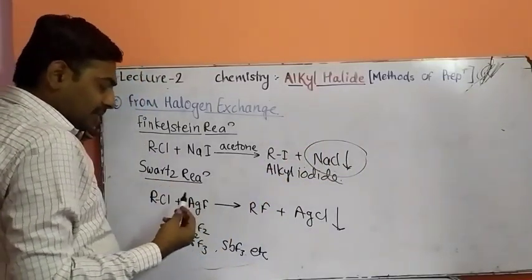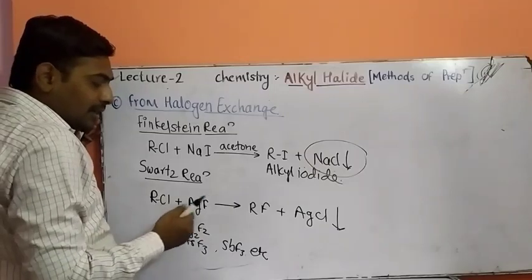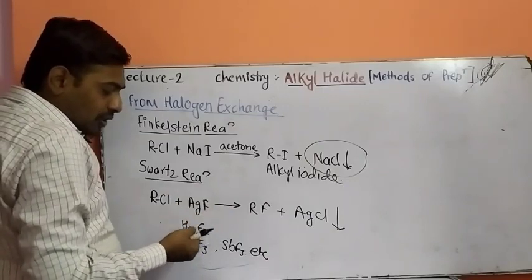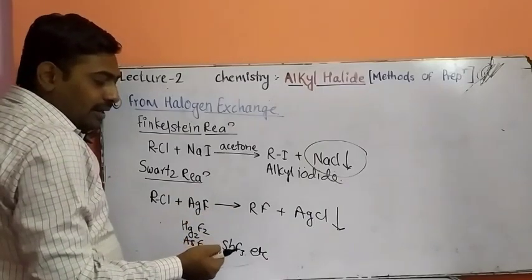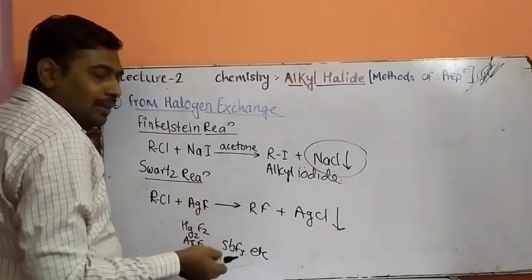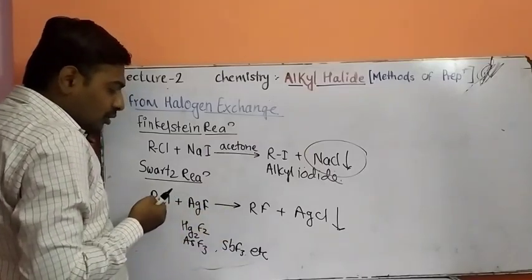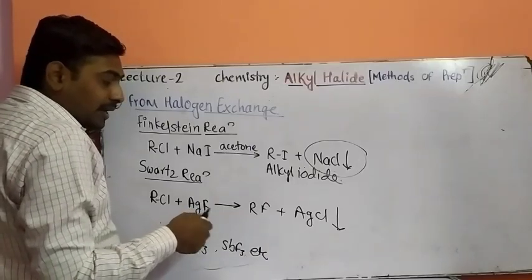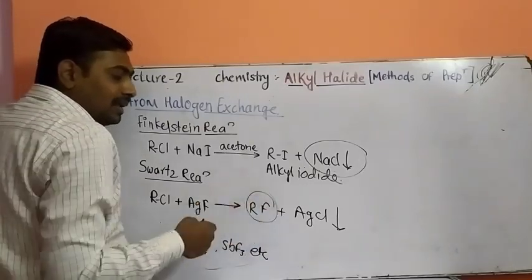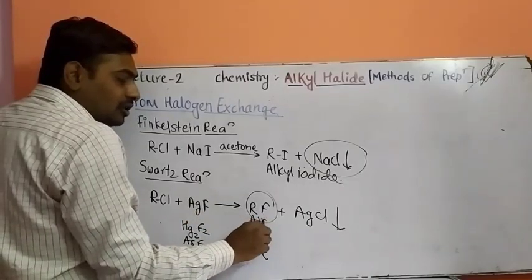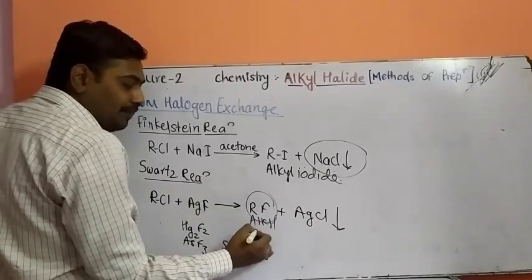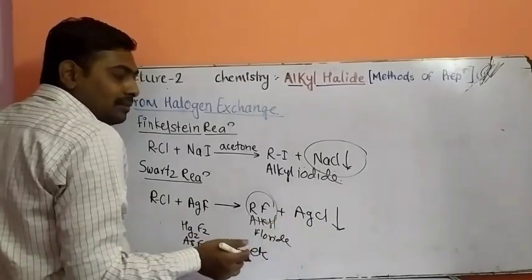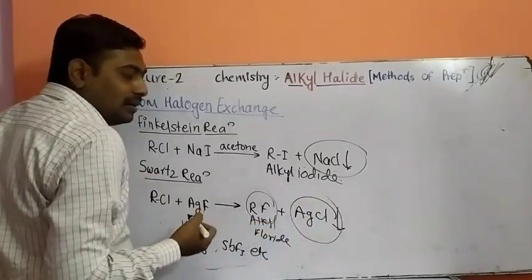Second, the Swarts reaction. So what is the Swarts reaction? When alkyl chloride is reacted with any metal fluoride, that is silver fluoride, mercurous fluoride, arsenic fluoride, antimony fluoride. These are fluoride compounds. So when chloride is reacted with fluorides, what does it give? It gives a fluorinated compound, that is alkyl fluoride, as a main product. So this is the first method for the preparation of alkyl fluoride, with silver chloride precipitated.